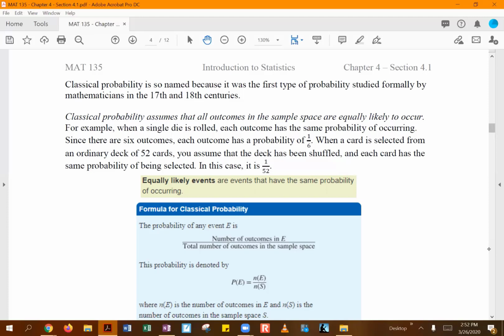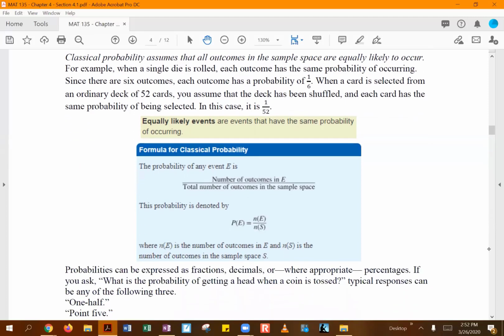So classical probability basically makes the assumption that all the outcomes in the sample space have the same chance of occurring, or basically all the outcomes will have the same probability. Okay, here they're talking about equally likely events, which are events that have the same probability of occurring. So rolling a die, flipping a coin, or selecting a card out of a deck are all equally likely events.